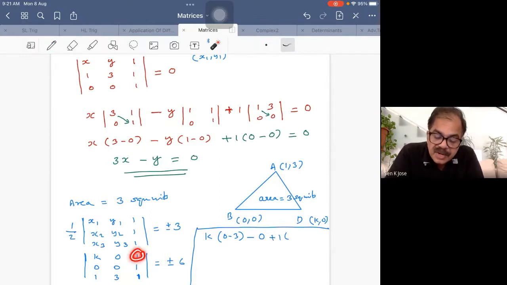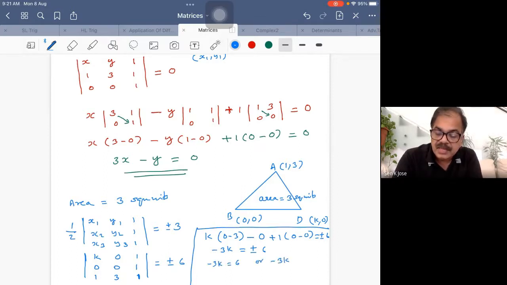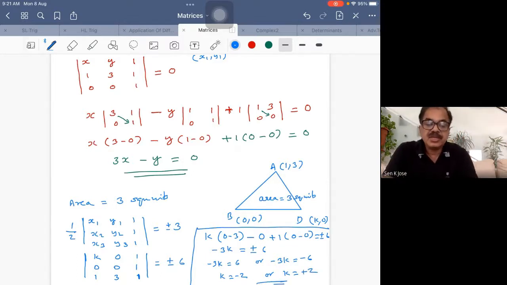What's the minor of 1? Delete the row and the column it belongs to. Cross multiply, 0 minus 0. So I get 0 minus 0 is equal to plus or minus 6. So minus 3k is equal to plus or minus 6. But now you need to do it separately. You will write minus 3k is equal to 6 first and find k, then minus 3k is equal to minus 6 and find k. So minus 3k is equal to 6 or minus 3k is equal to minus 6. So k is equal to minus 2 or k is equal to positive 2. So that's the solution there. Okay, so let's move on to the next question.